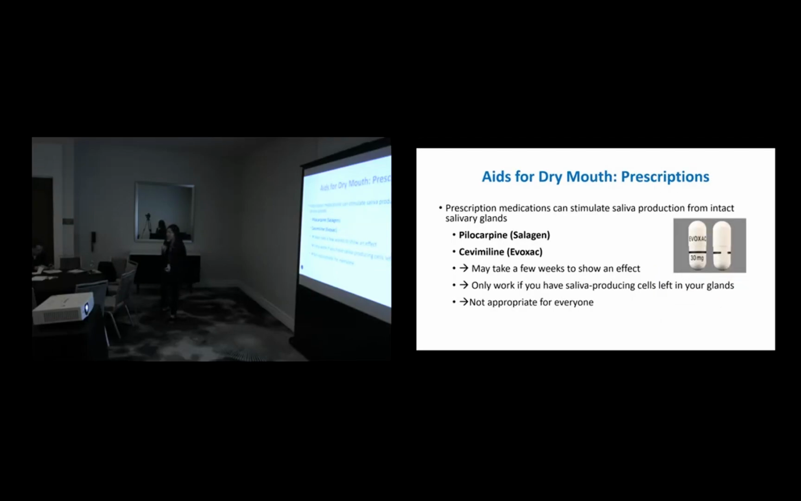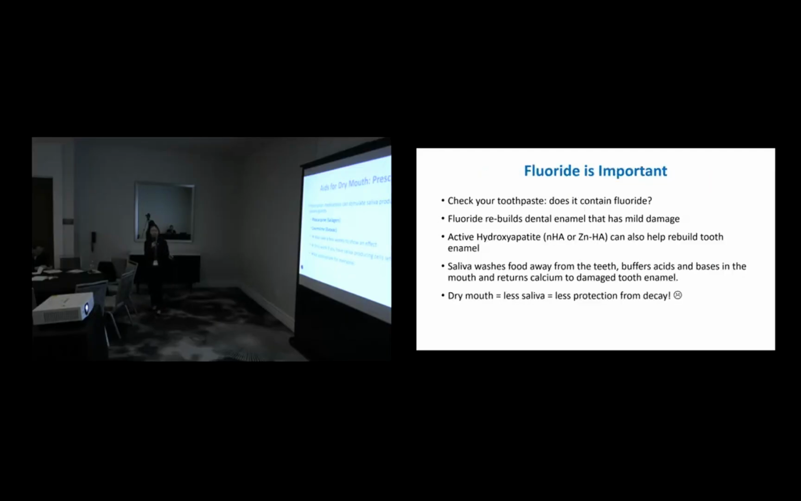There are prescriptions that could be provided in patients with dry mouth, and some of the medications, pilocarpine or Salagen and Evoxac, are listed here. Now, this only works if you have at least some functioning saliva-producing cells in your salivary glands. And it does take quite a bit of time to show full effect. But important to note is this might not be medically indicated or appropriate for you. So again, discussing this with your dentist and then your physician who's managing your GVHD symptoms will be very important.